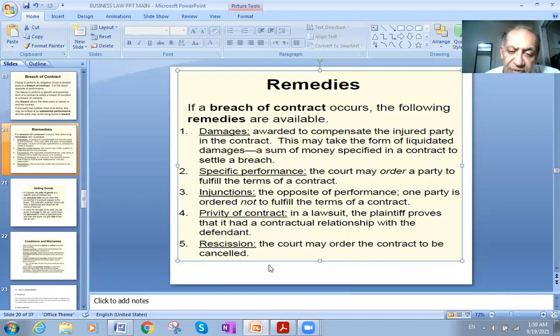Privity of contract: in a lawsuit, the plaintiff proves that it has a contractual relationship with the defendant. The last point is rescission. The court may order the contract to be cancelled. So the court will see no way, and this contract should be cancelled.